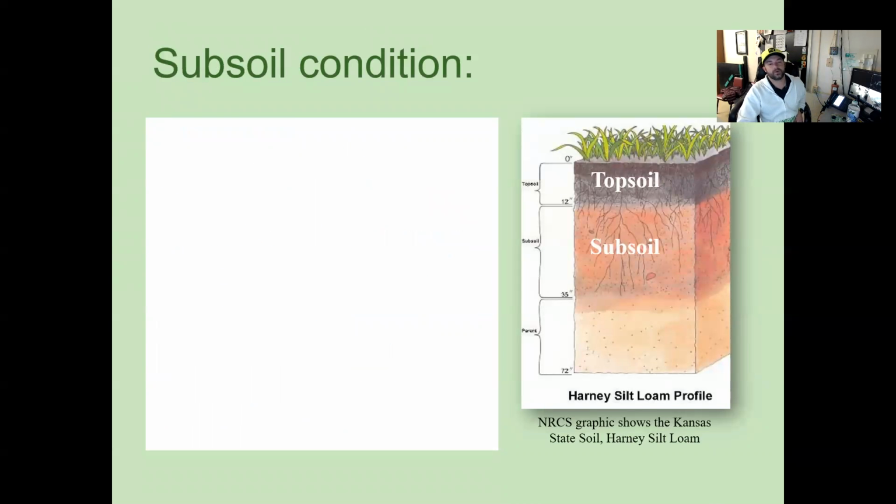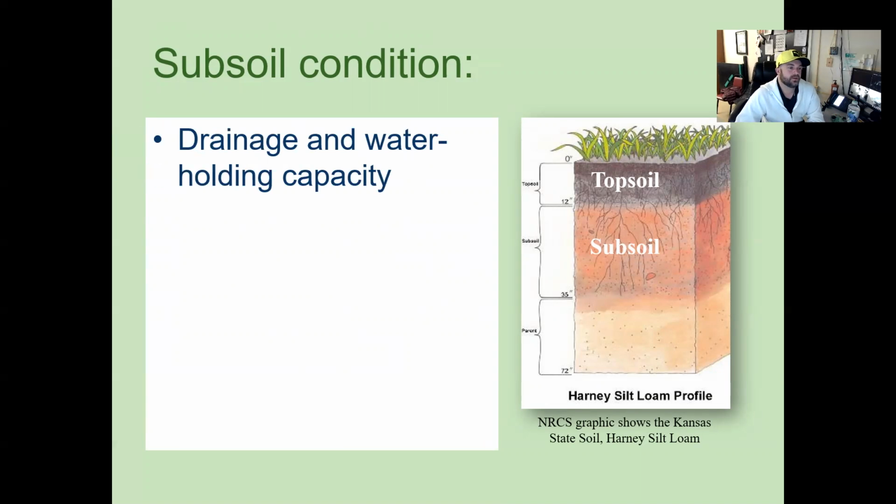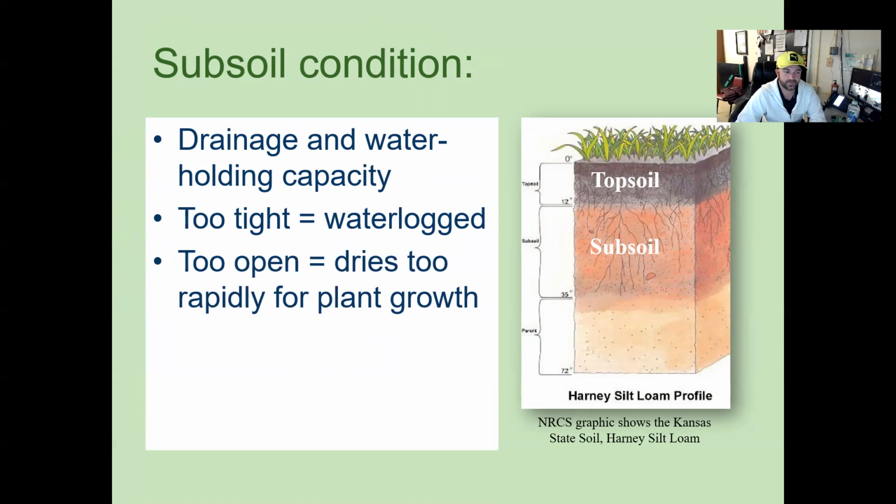Moving on to the subsoil area in the middle over here. That is the area about 12 inches to 35 inches deep in the ground. So you have drainage and water holding capacity. Too tight, it becomes waterlogged, so it becomes really compressed. Too open, it dries too rapidly for plant growth. This is typically the area where you're going to have some of your larger plants growing. If you're putting in some trees and whatnot, they're going to grow into that subsoil and even deeper.